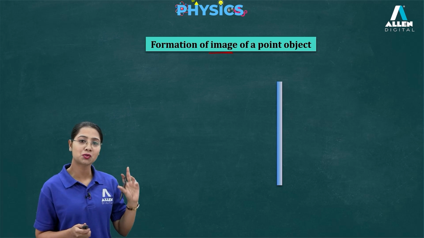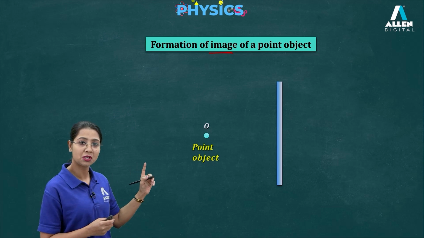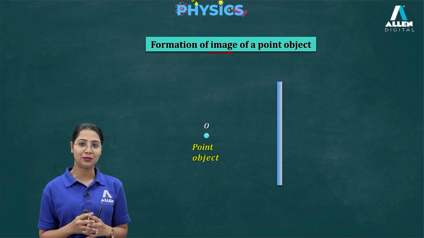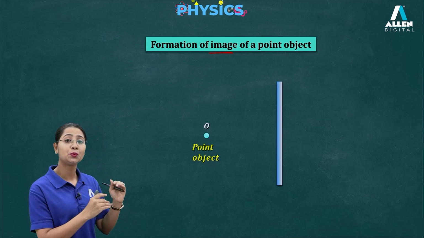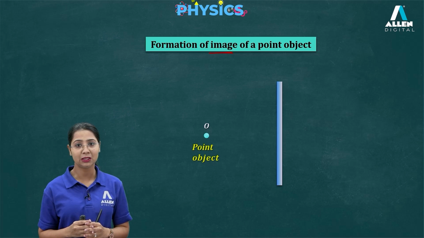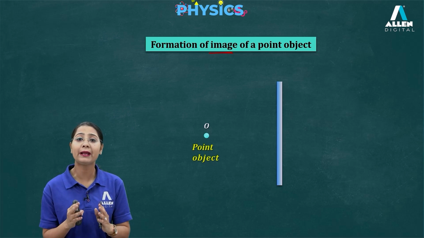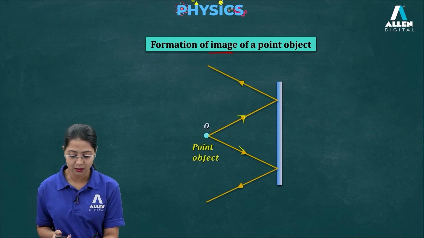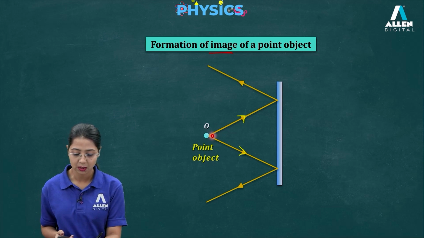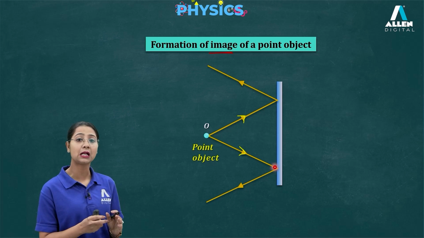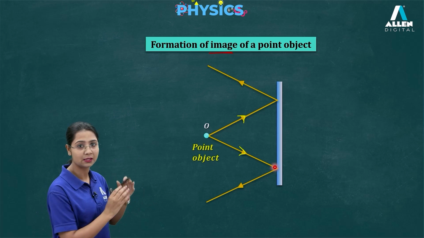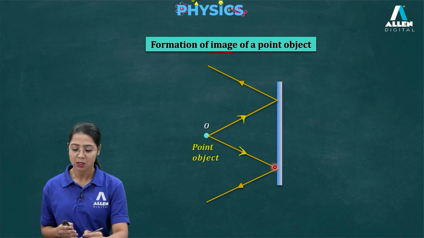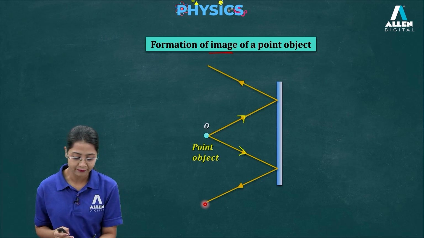So let's take the first one, the point object. This is the point object which is denoted with O. Okay, O means object. Now what will we do? We know that light rays will come from the object, definitely. Okay, so we require a minimum of 2 light rays. So let's incident 2 light rays here. These 2 light rays are coming on the mirror. These are the incident rays. After reflection, we will get reflected light rays. So these two are the reflected rays.